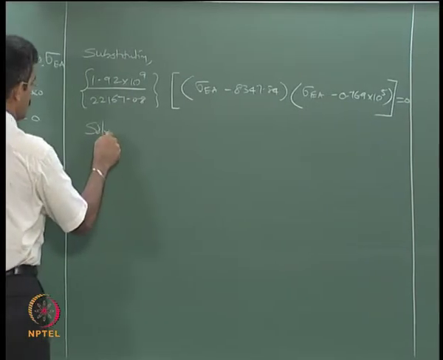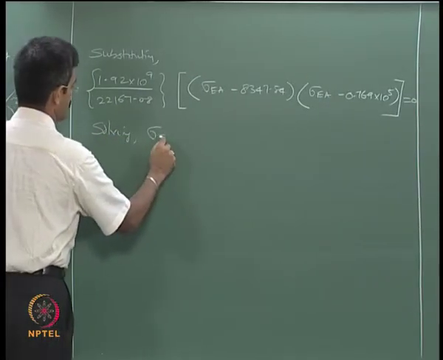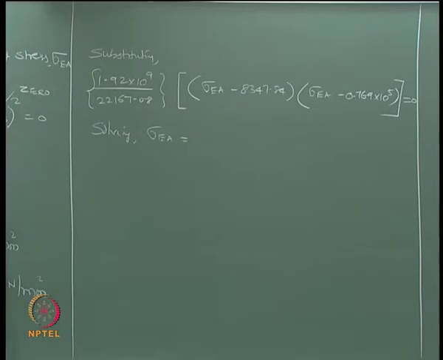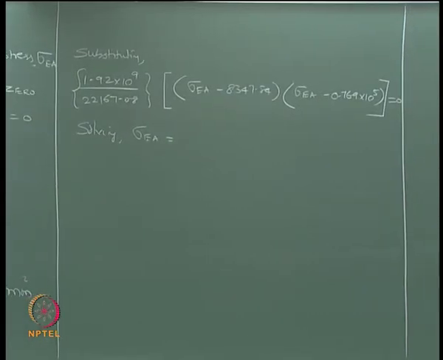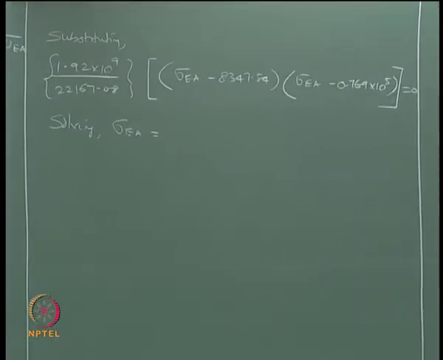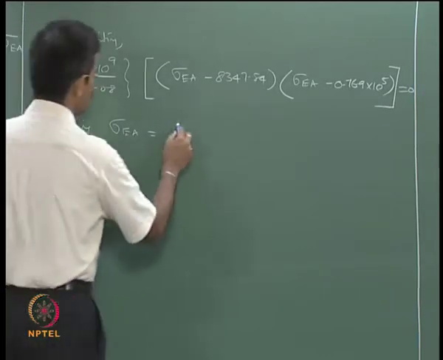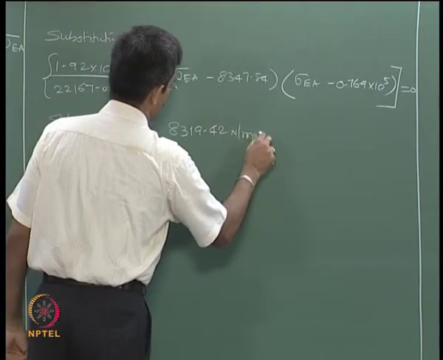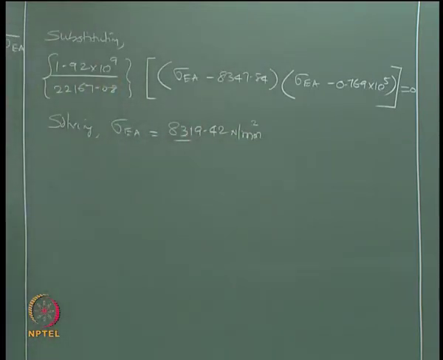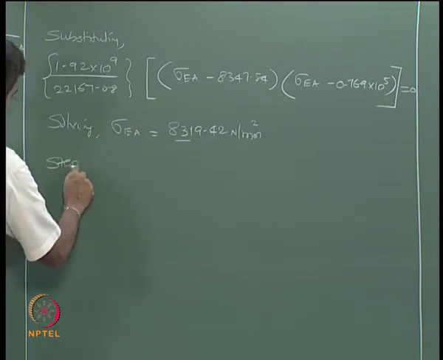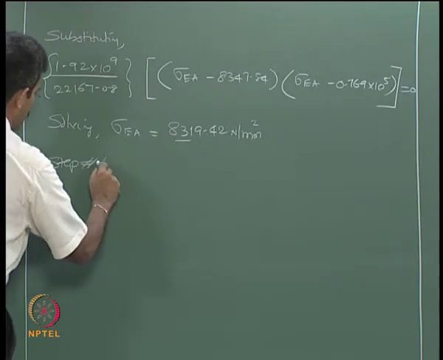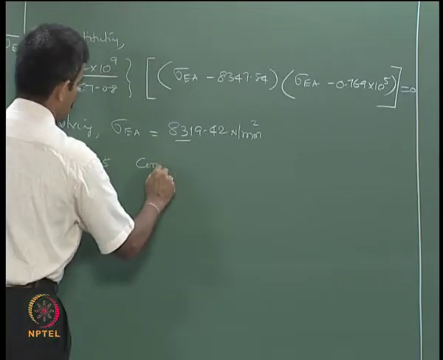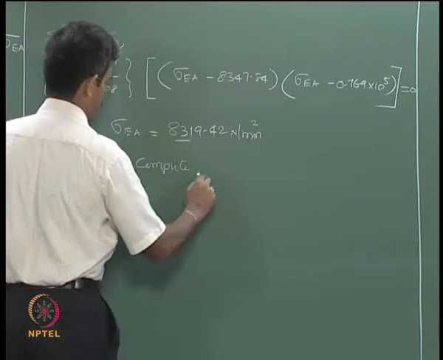So, let me substitute. Solving, I get sigma E as the lowest possible value. So in step number 5, let me compute the adjustment factor.